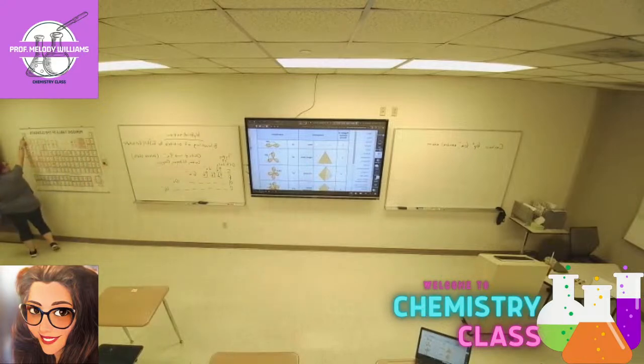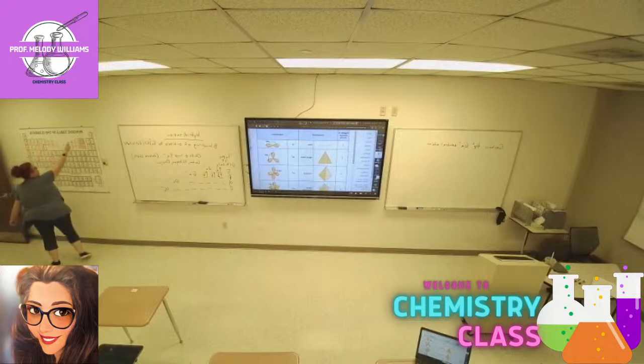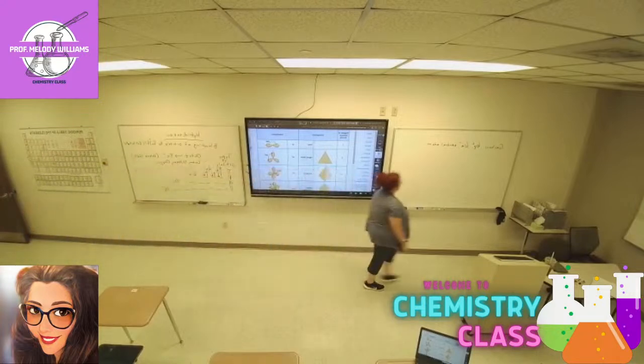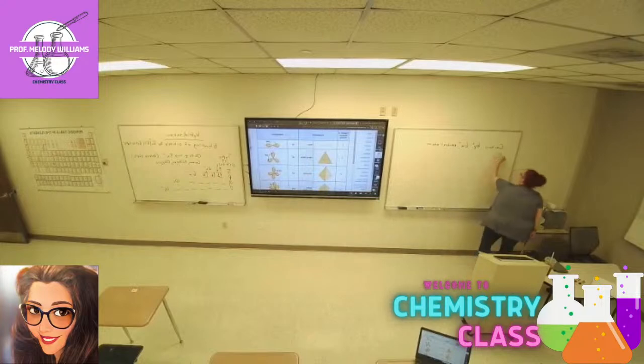So I would start here. Carbon's going to have an s orbital: 1s, 2s, 2p. So it's in the second row. Carbon is in the second row in the p block.